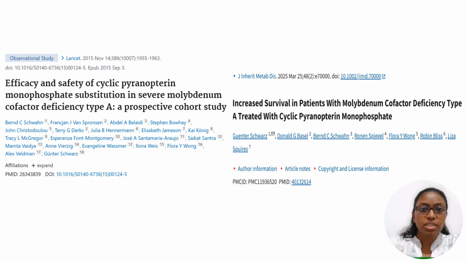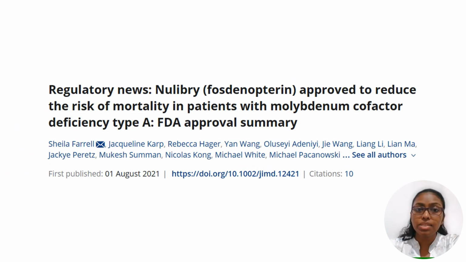A few retrospective and prospective studies have shown patients with molybdenum cofactor deficiency type A who received fosdenopterin are more likely to survive. Some treated patients were able to feed orally and achieve developmental milestones including walking. Fosdenopterin was a generally well-tolerated drug. Fosdenopterin was recently approved by the United States Food and Drug Administration for use in reducing the risk of mortality in pediatric and adult patients with molybdenum cofactor deficiency type A.